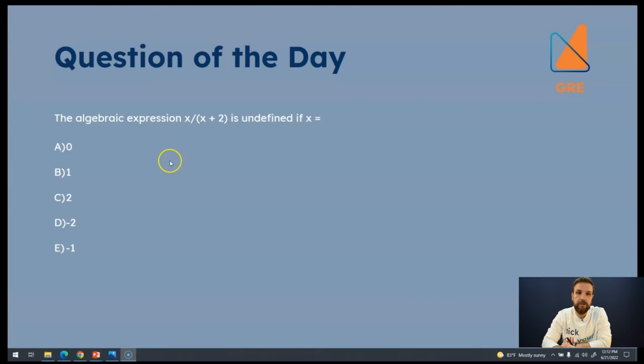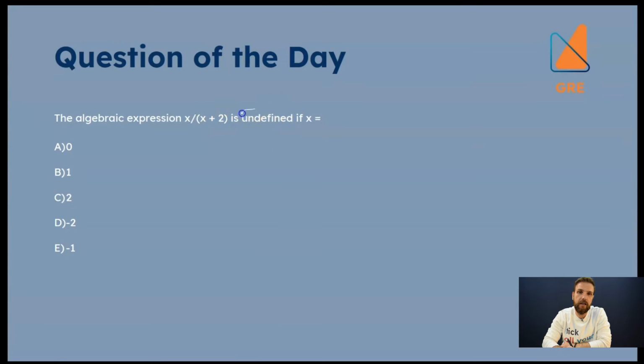Now let's check this question out. We have the algebraic expression x divided by x plus 2, which is undefined if x is equal to what? The key term in this question is undefined. So this is the key term. Now, in order for an expression to be undefined, the denominator has to be equal to 0. So this x plus 2 has to be equal to 0.